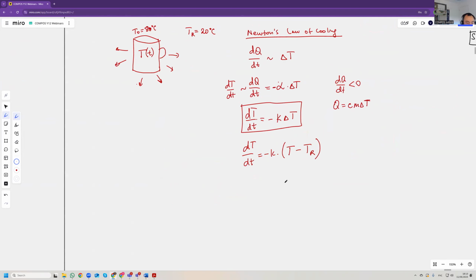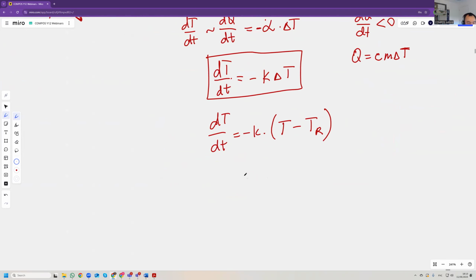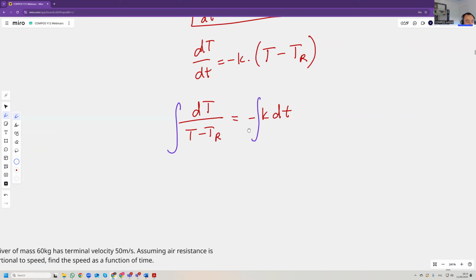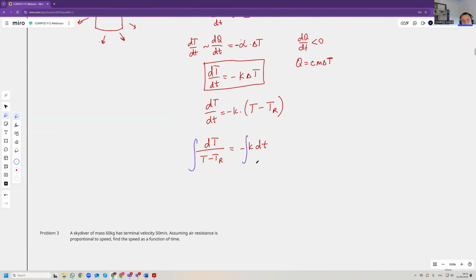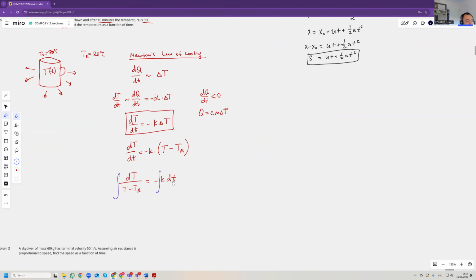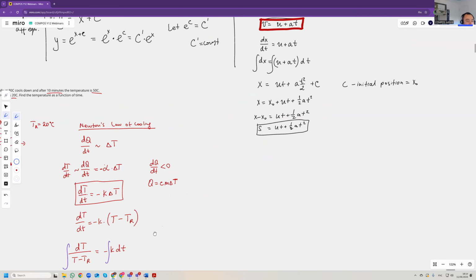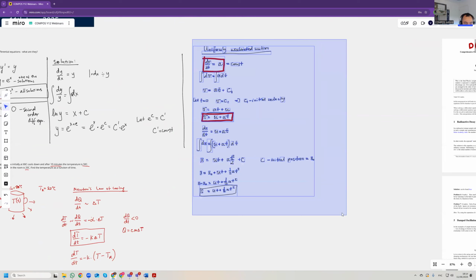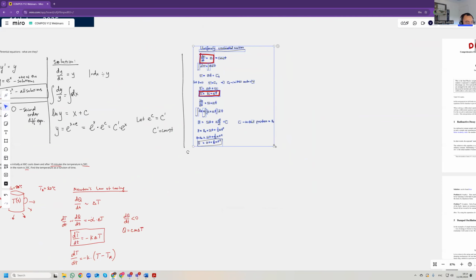And now we can separate the variables. So dT divided by T minus T_r equals minus k dt. Now we integrate both sides. Now, there are two different approaches when you're doing differential equations. I'll show you both.